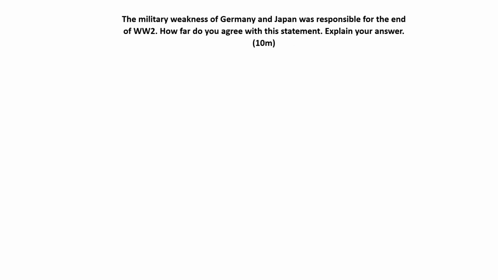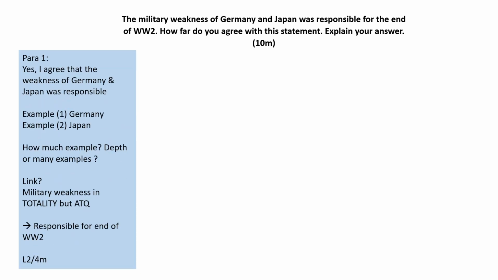Okay, so for this question, let's unpack it paragraph by paragraph. So for the first paragraph, you're going to say, yes, I agree. I agree to a great extent. I agree to a partial extent. All right, I agree. Okay, that the weakness of Germany and Japan was responsible for the end of World War II. So this is what I meant by having example 1, Germany, example 2, Japan. Now, how many examples to give? It literally depends on how much you can memorize. Okay, at the end of the day, the depth or how many examples.